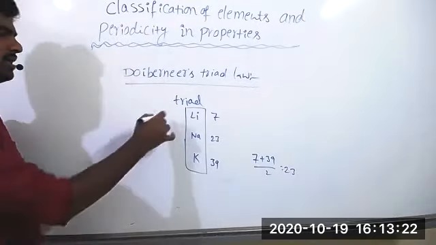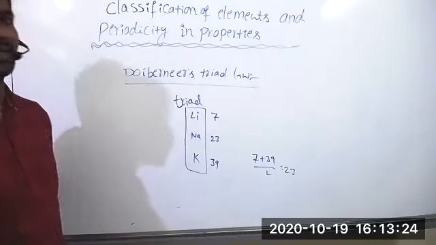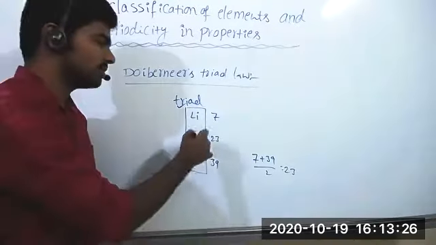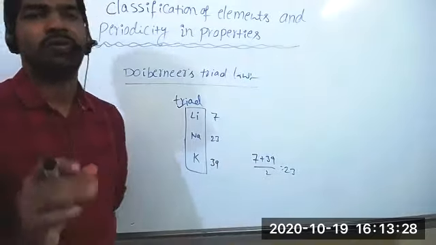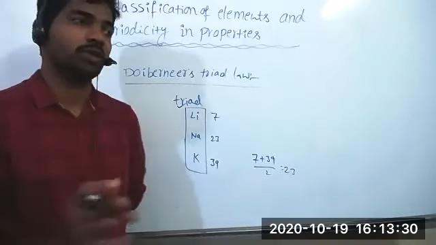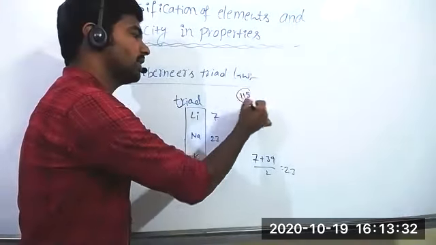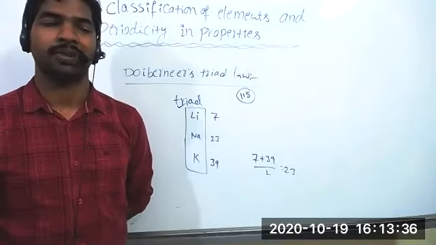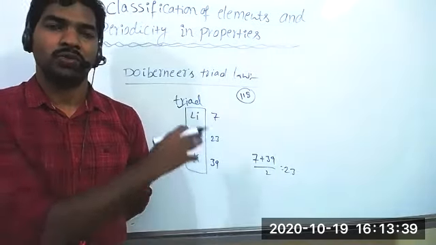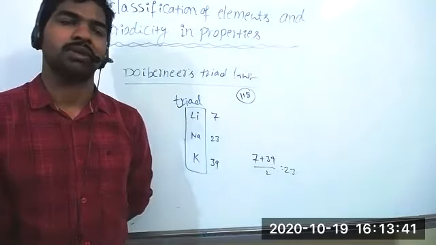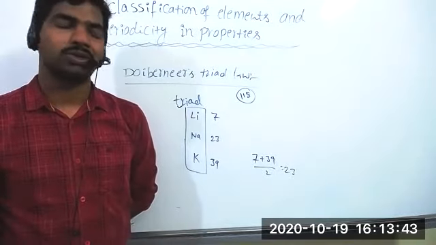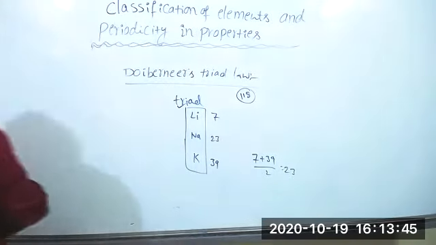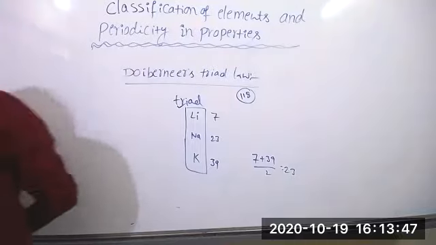However, his periodic table did not succeed, because this kind of triad we can arrange only for a few elements, but not all elements. As I said, we have 118 elements, and these do not follow this kind of trend. Only a few elements are able to follow this trend. That's why this periodic table failed. Another periodic table was given by the scientist Newlands.